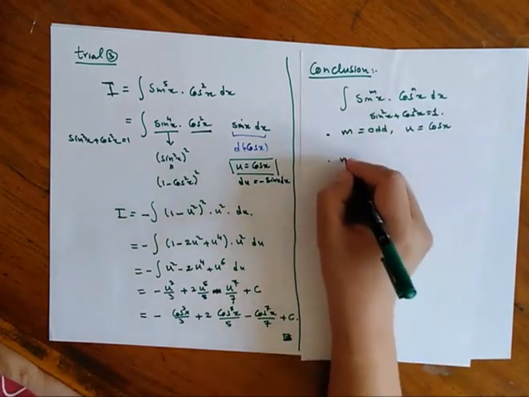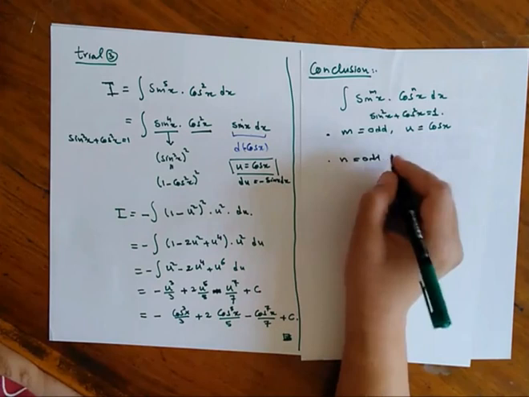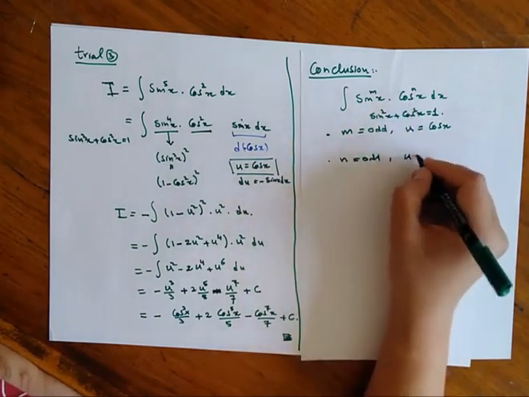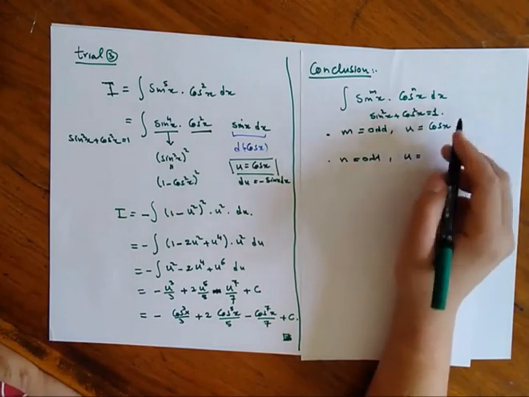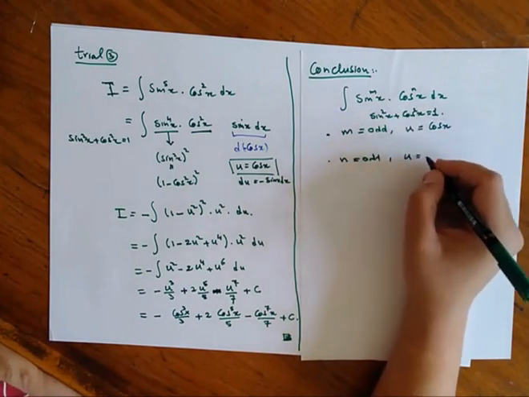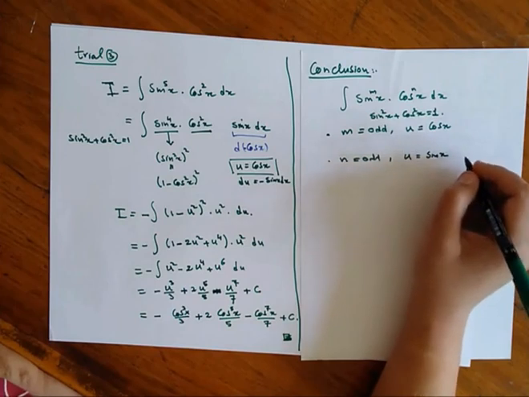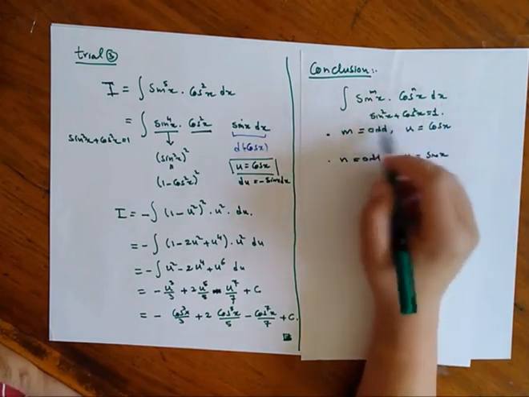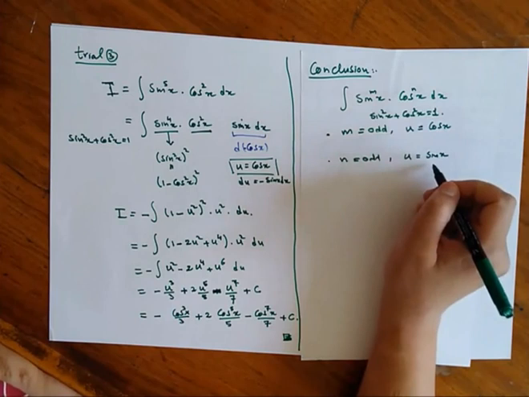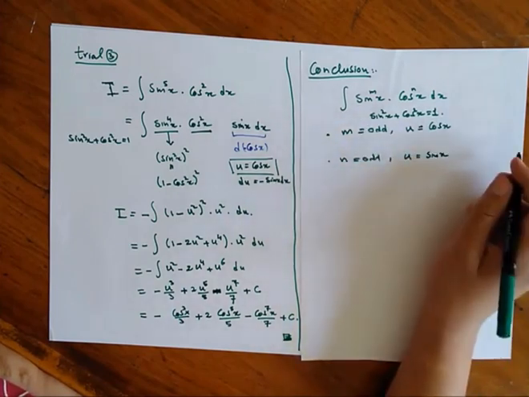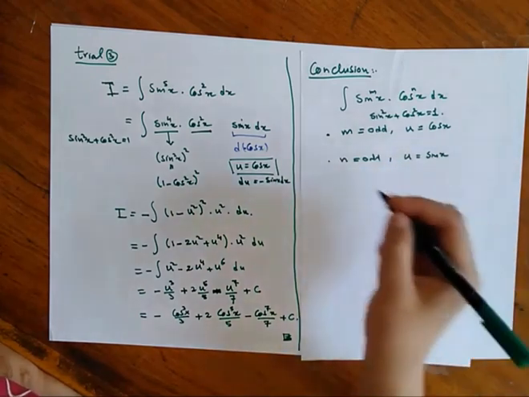The second case, if n is odd, which is the power of the cosine, so again, you will save one cosine factor, and you're going to use this substitution, which is u = sine x, and you have to write the rest of this integrand as a function in sine x using this relation. Okay, and then you can solve easily. So this is the first part.